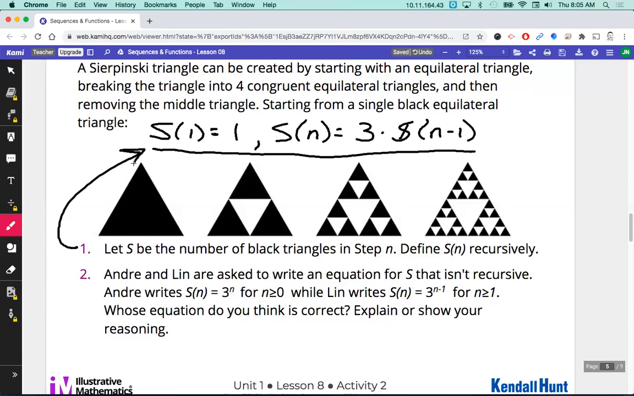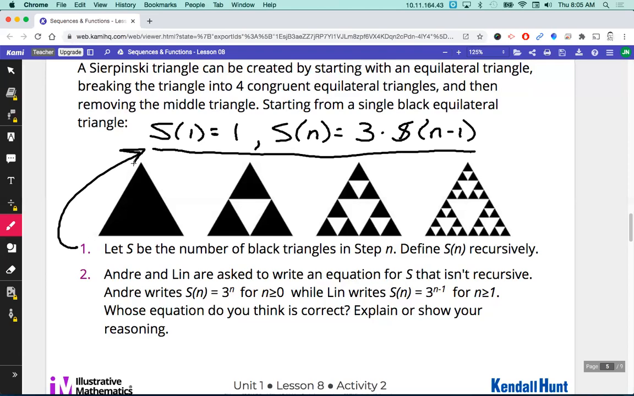Number 2, Andre and Lynn are asked to write an equation for S that isn't recursive. Andre writes S of n equals 3 to the nth power, for n is greater than or equal to 0. While Lynn writes S of n equals 3 to the n minus 1 power, for n is greater than or equal to 1. Whose equation do you think is correct? And explain or show your reasoning. All right.